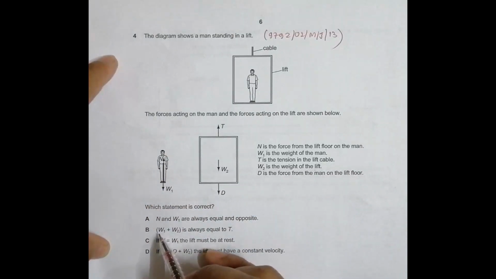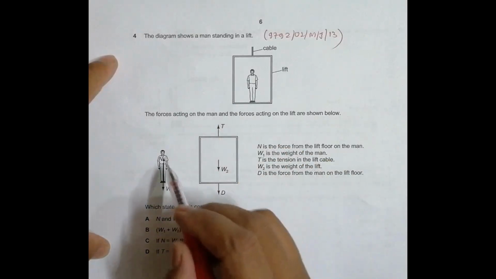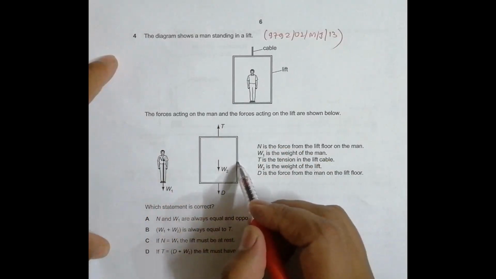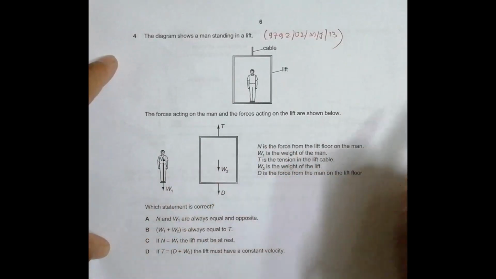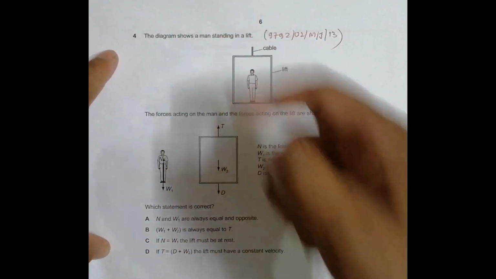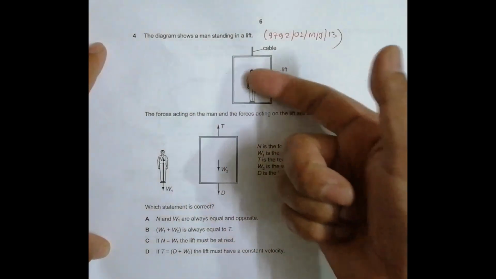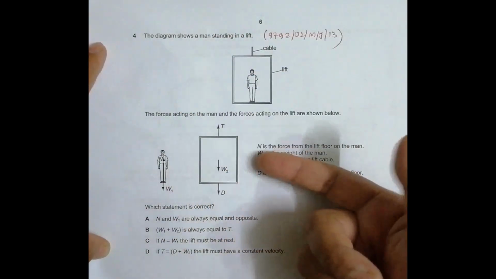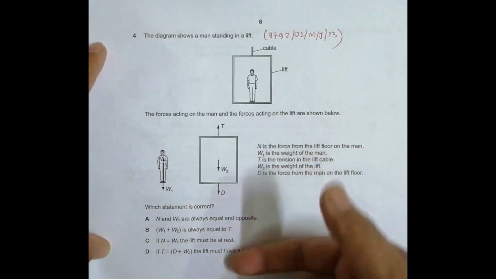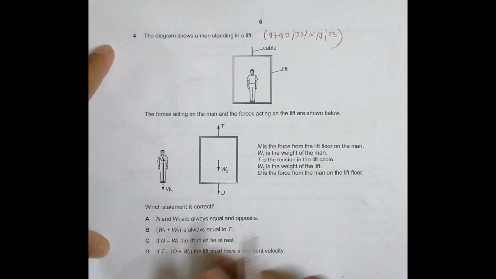Next is W1 plus W2 is always equal to tension force T. It says the weight of the lift and the weight of the person is always equal to T. That also is not true. If it is accelerating up, T should be higher than W1 plus W2. And if it is accelerating downwards, we will have W1 plus W2 more than T. So it's also not possible.